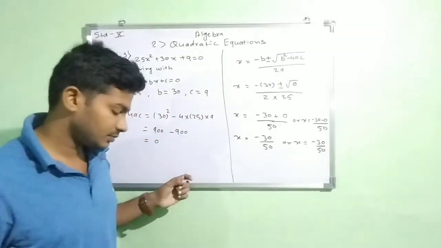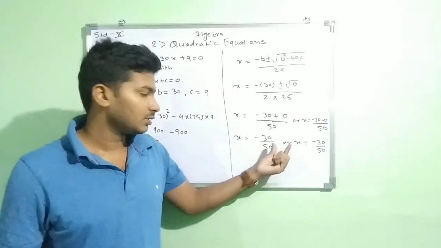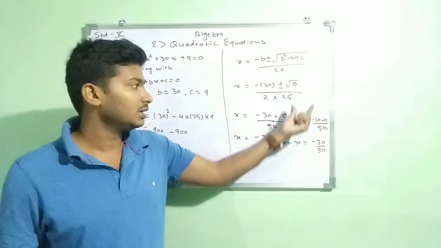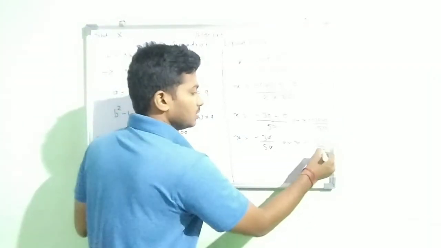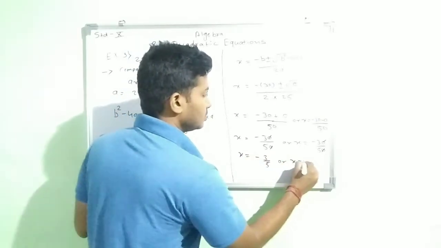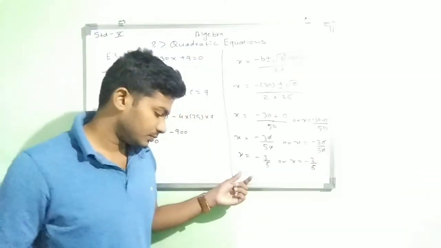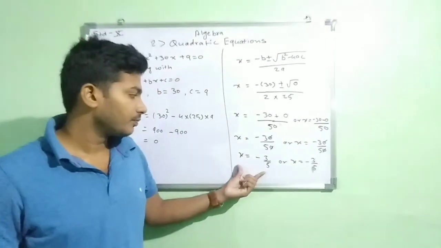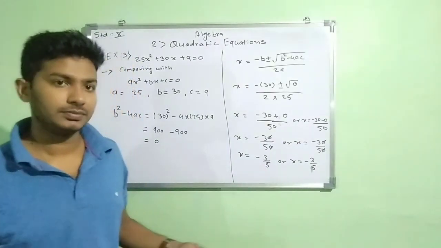Here we will get the same values. Look here, x is equal to minus 30 upon 50 and x is equal to minus 30 upon 50 because the second term after the plus or minus sign is the same. Okay. So the 0 will be cancelled on both sides. So x will be equal to minus 3 upon 5 or x is equal to minus 3 upon 5. Okay. So here both the roots are equal. Therefore minus 3 by 5 will be the root of the given quadratic equation.